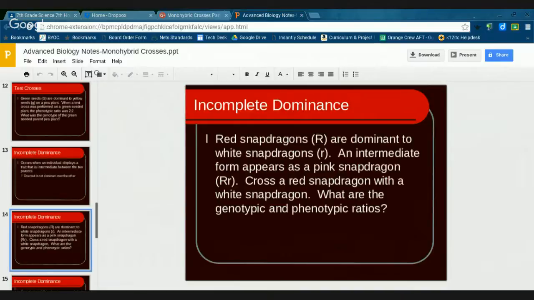Then what you're going to do is, along the side, if you decide to do the second parent on the side, that's going to be the white snapdragon. So its genotype is going to be homozygous recessive. And then you're going to cross.